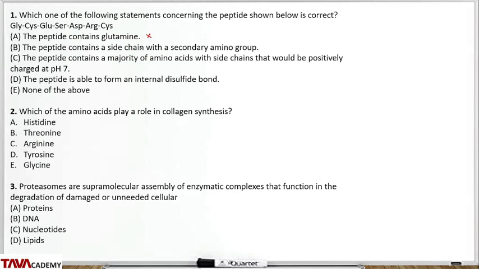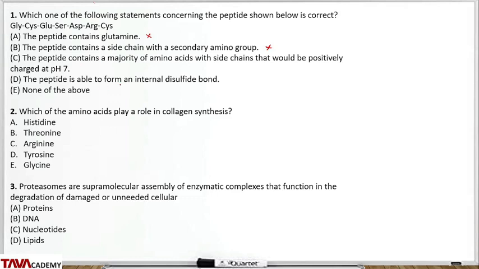The peptide contains a side chain with a secondary amino group. It does not contain a side chain with a secondary amino group. The peptide contains the majority of amino acids with side chains that would be positively charged at pH 7. The only side chain that will be positively charged at pH 7 should be arginine. So it doesn't contain many. So this is wrong.